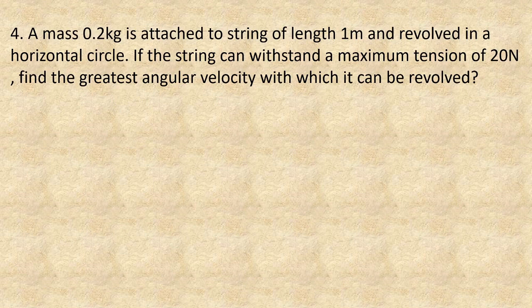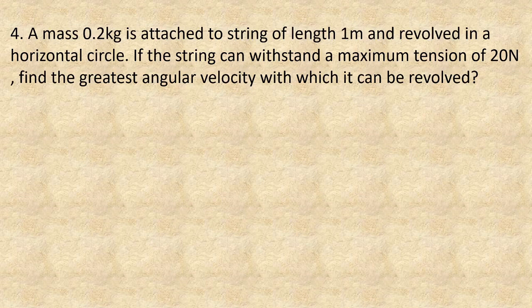Now, the fourth one. A mass 0.2 kilogram is attached to a string of length 1 meter and revolved in a horizontal circle. If the string can withstand a maximum tension of 20 newton, find the greatest angular velocity with which it can be revolved. I repeat. A mass 0.2 kilogram is attached to a string of length 1 meter and revolved in a horizontal circle.